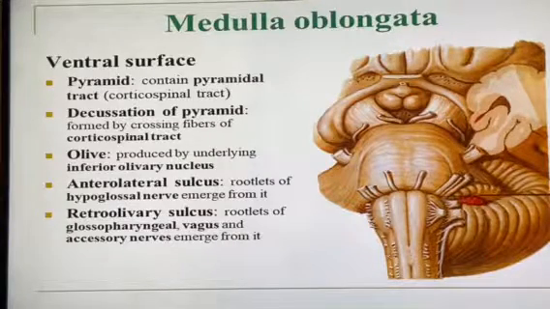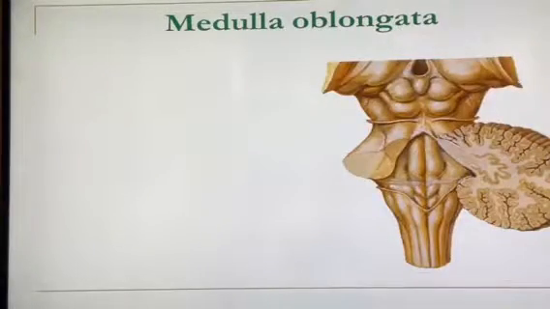So, how many nerves emerge from the medulla? They are 4, 9, 10, 11, and 12, according to the rule of 4. Because the first 4 emerge from the midbrain, the second 4 are from the pons, and the last 4 from the medulla. Still we are in the medulla oblongata.